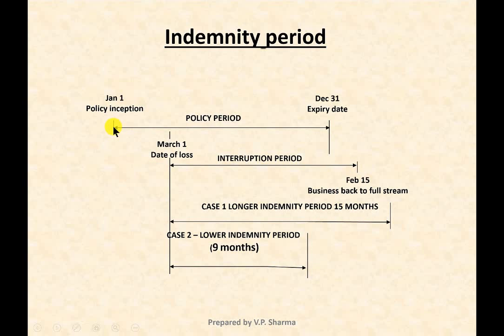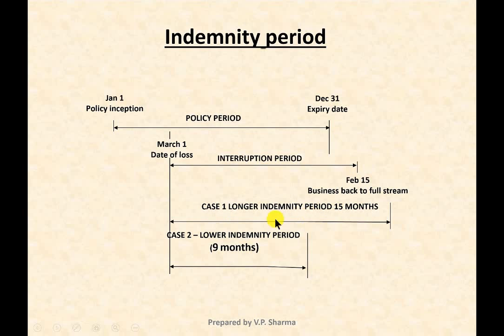Now let us understand the concepts of indemnity period. Here, if you see, this is the policy period. It starts 1st of January, ends 31st of December. And if the date of loss is 1st of March and it recovers on 15th of Feb, then of course this is the interruption period during which there was no production. Now on 15th of Feb we see business comes back to full stream.